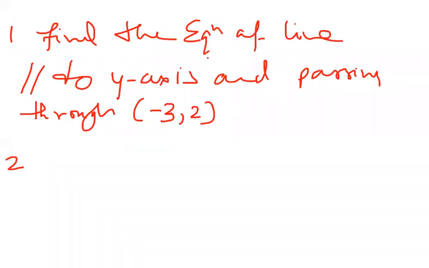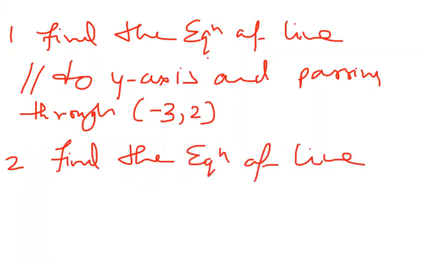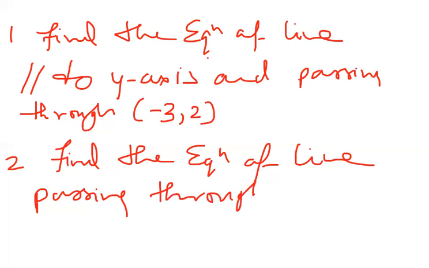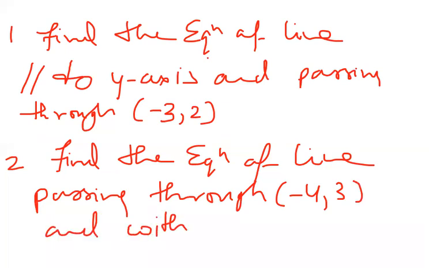Next question: find the equation of the line passing through (minus 4, 3) and with slope 1 by 2. These two questions are for the homework.